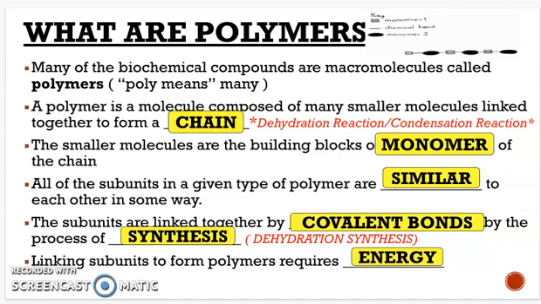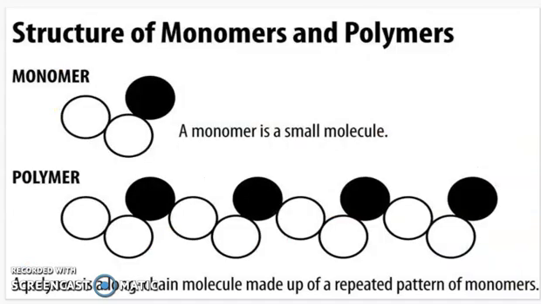So how do we have these subunits linked together? Well, they are bound together by covalent bonds. Covalent bonds we learned about in our previous unit. Covalent bonds are when electrons are shared. And how do these subunits share electrons? It's through a process called synthesis, and it's called dehydration synthesis, which we will go over later in this lecture. Now, in order to make these small subunits or monomers link together to form a polymer, this requires energy, which we'll also go over.